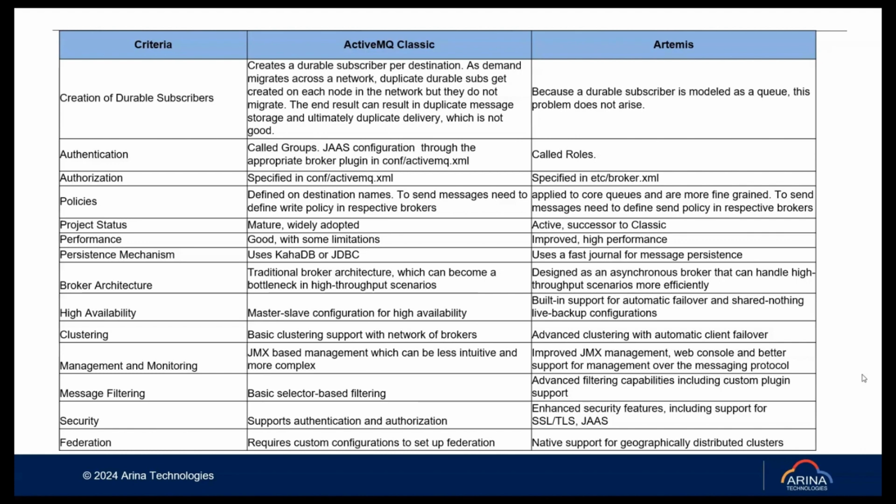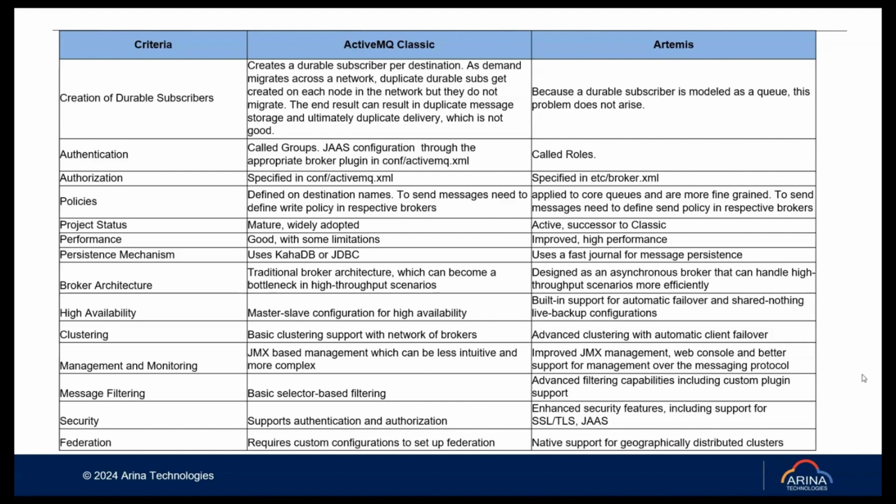What about performance? Performance is good. There's no doubt about it, but of course, with the clustering and HA setup, there will be some limitations also. The paging part will add to the performance for Classic. Now, Artemis, as I said, has better paging, load balancing out of the box, and a seamless clustering setup, so that will eventually result in higher performance.